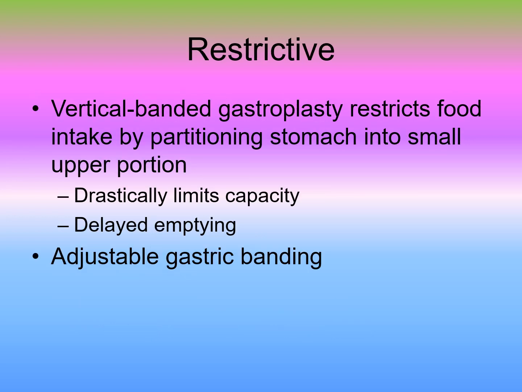So restrictive surgeries are vertical banded gastroplasty, which restricts food intake by partitioning the stomach into a small upper portion. So it drastically limits the capacity of the stomach. So there is also delayed emptying of the stomach. The gastric band that is put around the stomach is adjustable. There are pictures on page 1215 in your book of vertical banding gastroplasty. So you can kind of see what that looks like if you don't know what it is.